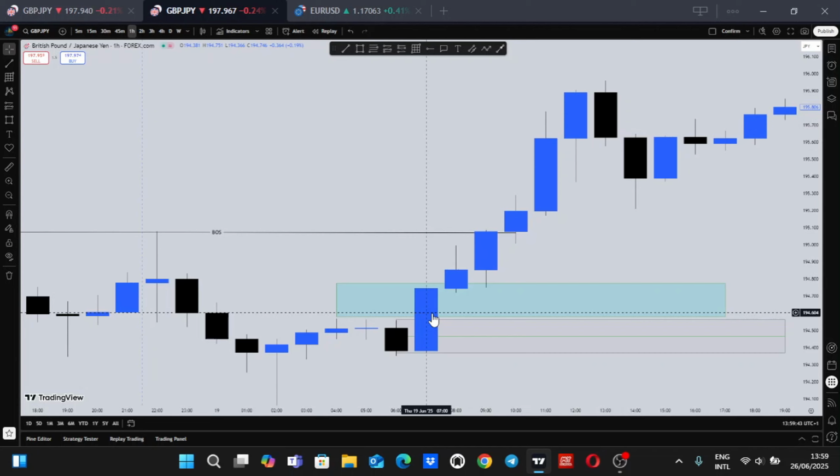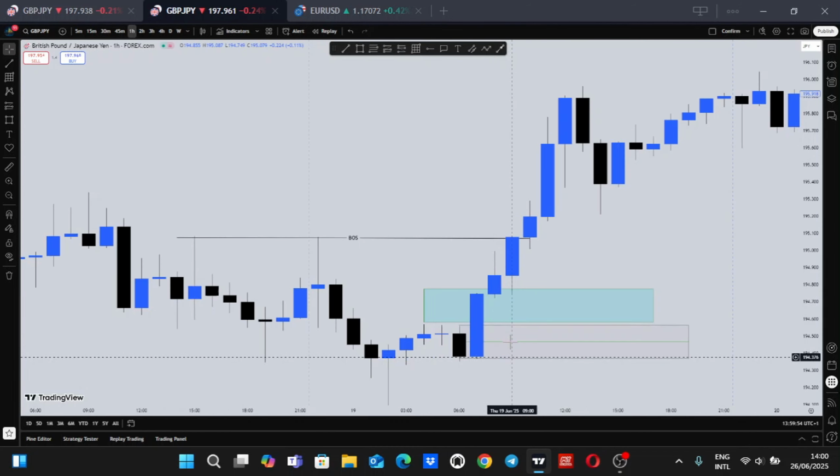So if you have this kind of imbalance before your origin, then that makes that origin a valid one. The probability of it holding is very, very high. Okay, so back to my illustration. Let's assume there was an imbalance here as well. Imbalance is also known as FVG, fair value gap.